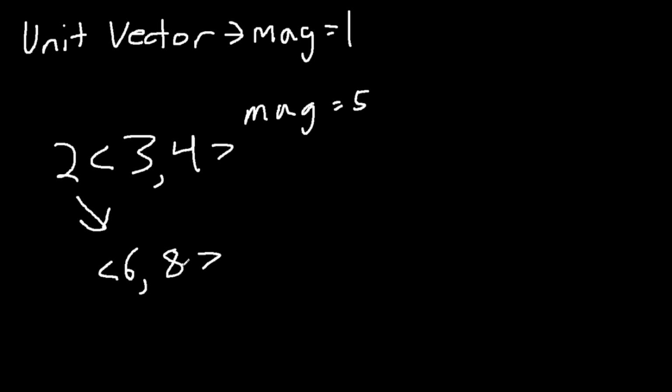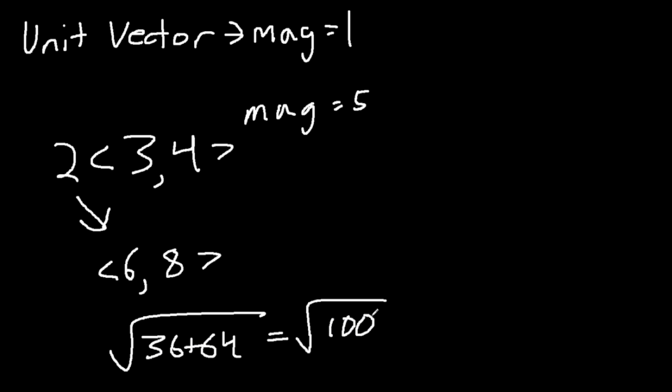What happens to the magnitude here? Well, let's go ahead and do that. 36 plus 64 is equal to the square root of 100, which is equal to 10. That's the same thing as multiplying the magnitude by 2. So what can we actually do? If we want to find a specific magnitude, we can just multiply these vectors by whatever number will get us to that magnitude.